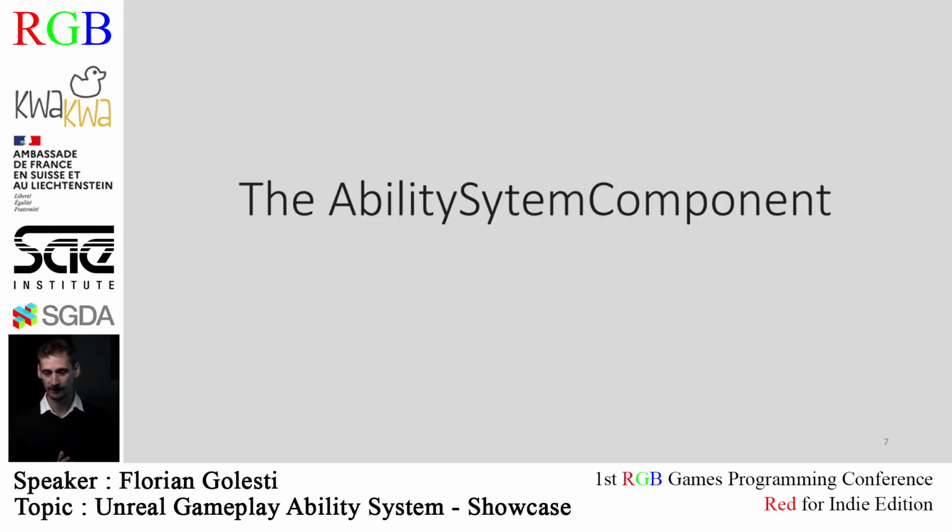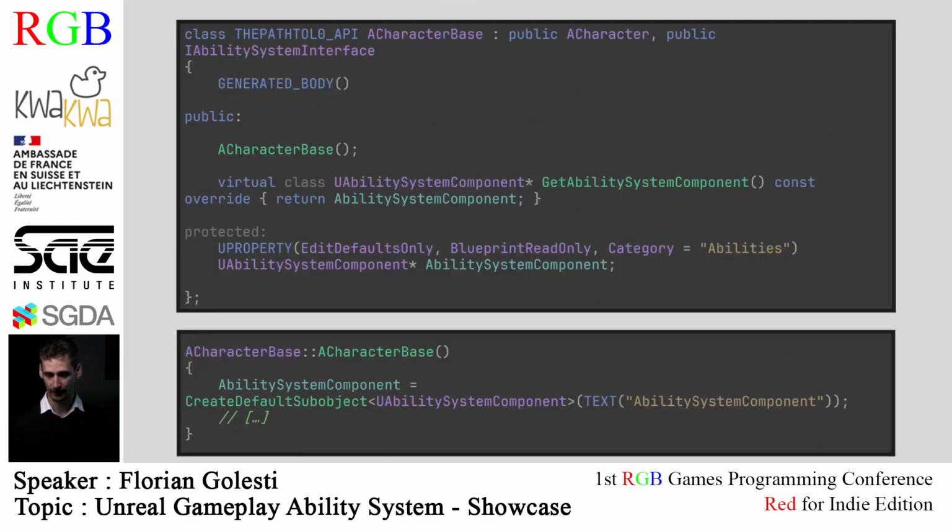So first, the ability system component. When I started, you had to make it in C++, and I think it's still the case, so there will be some C++ in the presentation and Blueprint when it's possible. To implement the ability system component, it's quite simple. You just have to take your actor, so here it's the character, and create a component like any other component. So it's the ability system component. You create it with CreateDefaultSubobject. And the little thing you have to do more is to implement the IAbilitySystemInterface, which gives you some more power on the Blueprint side.